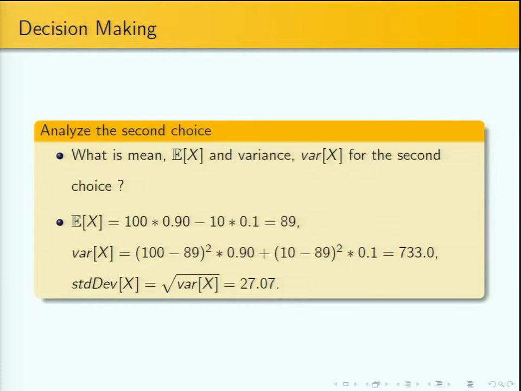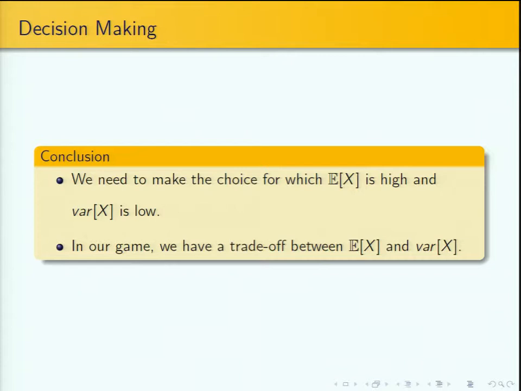So, what have we learned? We'll see what these quantities are, expectation and variance. This is called expectation. It is nothing but the mean of a random variable. We'll define all these quantities after 2-3 slides. Now, what have you learned? You have to take a decision where the mean is very high, and the variance is as low as possible. It is good. But in our game, we have a trade-off between mean and variance. Still, the second choice is better in this particular situation.